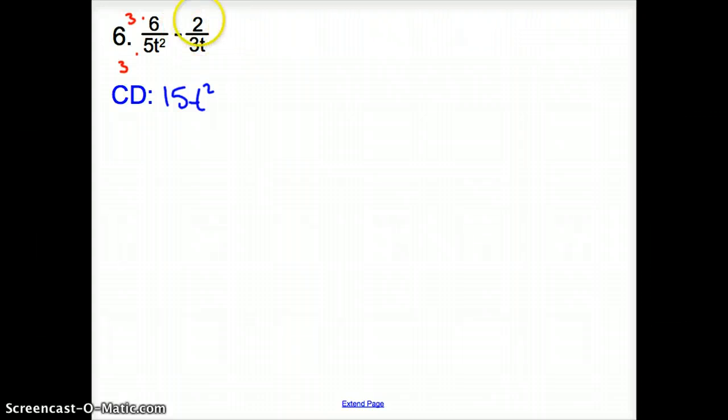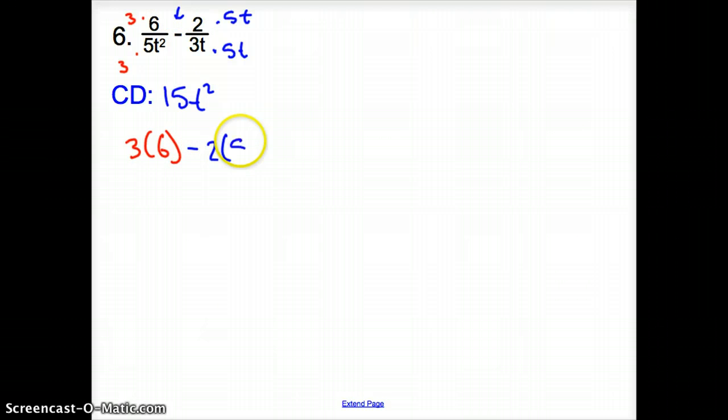And then over here, how do I get 3 to be 15? I need to take that times 5. How do I get the t to be t squared? I need a t, so it's going to be times 5t on top. So here we go. We have 3 times 6. That's going to be minus, be very careful with this minus sign, ladies and gentlemen, minus 2 times 5t over the common denominator of 15t squared.